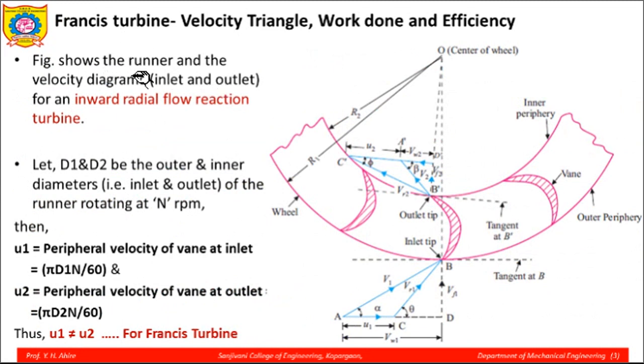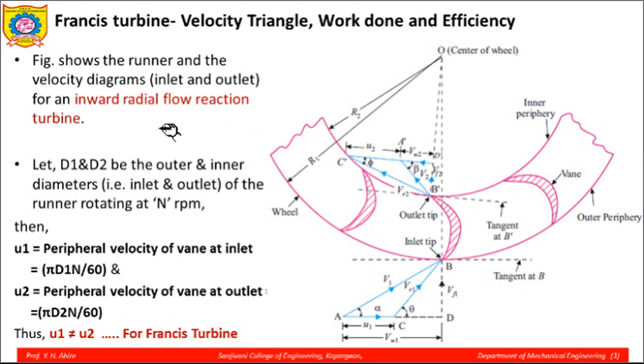Next, having discussed the net head concept, now we come to the velocity triangle. Now velocity triangle of a reaction turbine, that is a Francis turbine, is something like this. We know Francis turbine is a mixed flow type of turbine. It has a radial entry of water at the outer periphery of a runner, and water exits axially at the center, so at the axis of the runner. So radial entry and axial outlet.